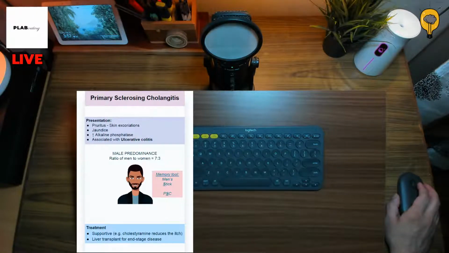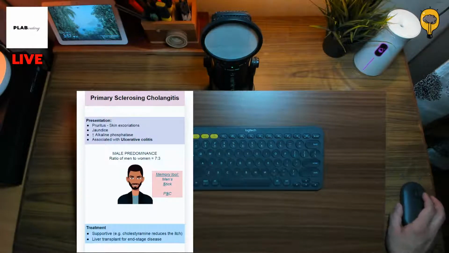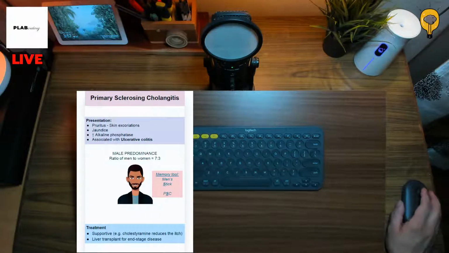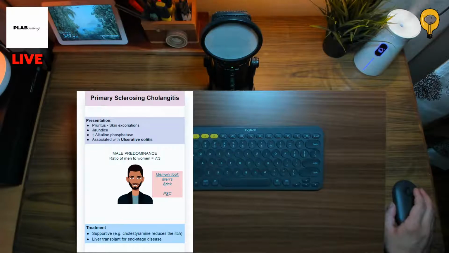ALT is much more raised than AST. The ALT to AST ratio can be more than 2. ALP is elevated, bilirubin is elevated. Alkaline phosphatase is also elevated, bilirubin is also elevated.